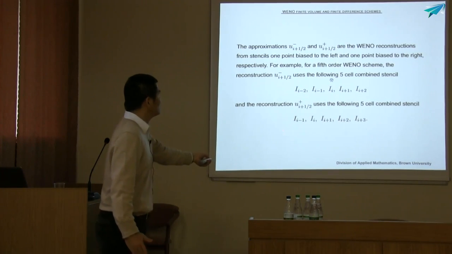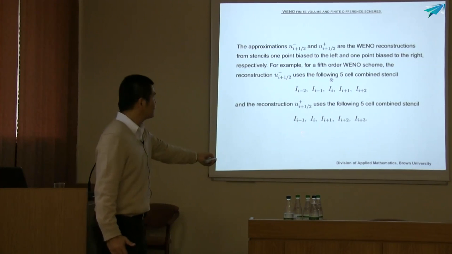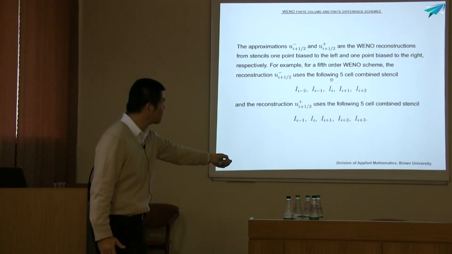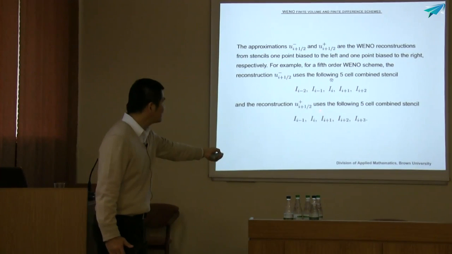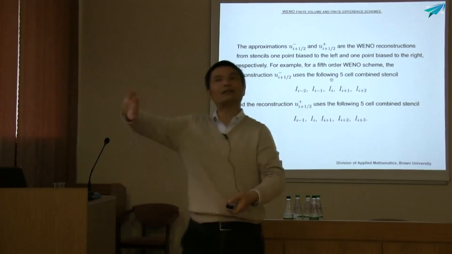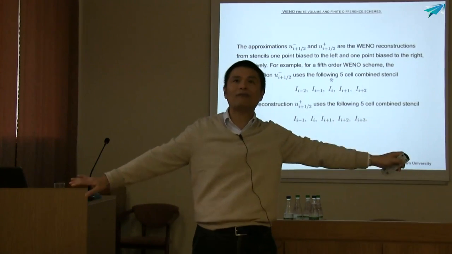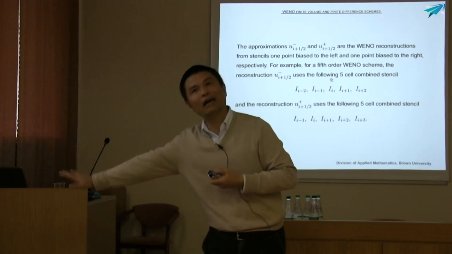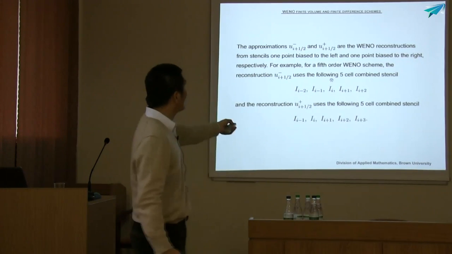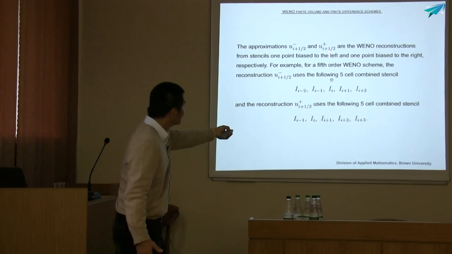By the same token, if you use this stencil, which is just a shift of this stencil, right? One less cell to the left and one more cell to the right, then the i plus half is in the middle of these two guys. Now this time you have three guys to your right and only two to your left. This time it's biasing to the right. The reconstruction you obtain would be called u plus at i plus half.